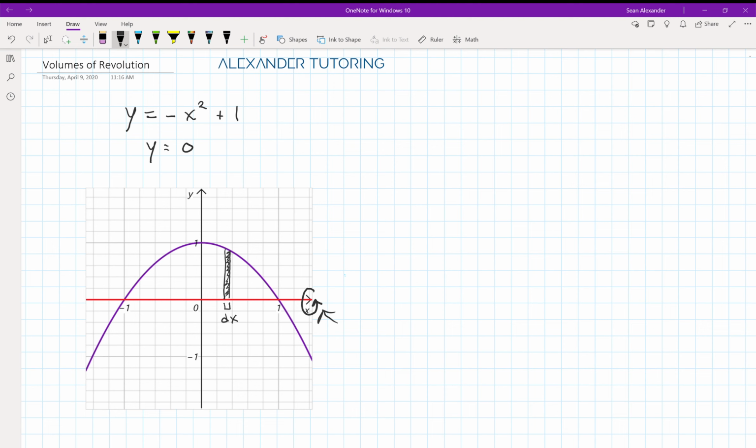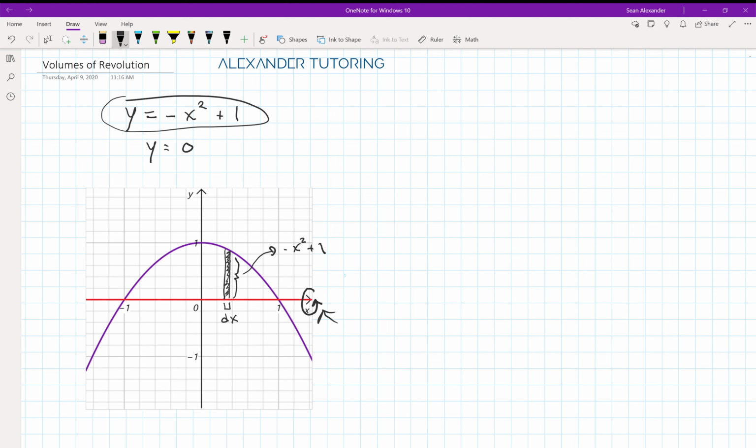Well, what's the height of that strip? It's basically the value of the purple function at that value of x, so it's basically just the y value. This would have height negative x squared plus 1, the equivalent to the y value of the function. That would be the height of our strip.